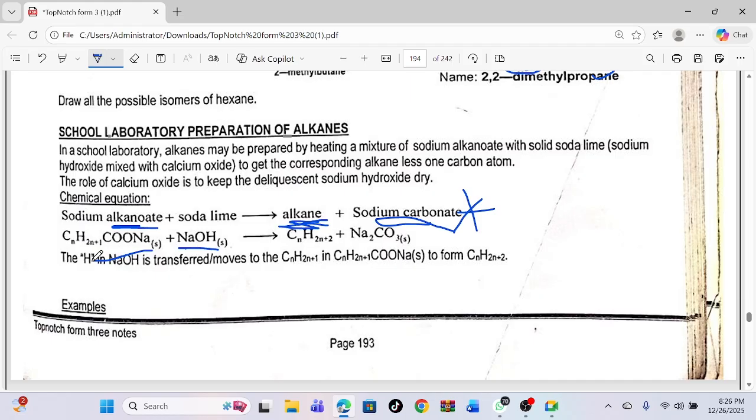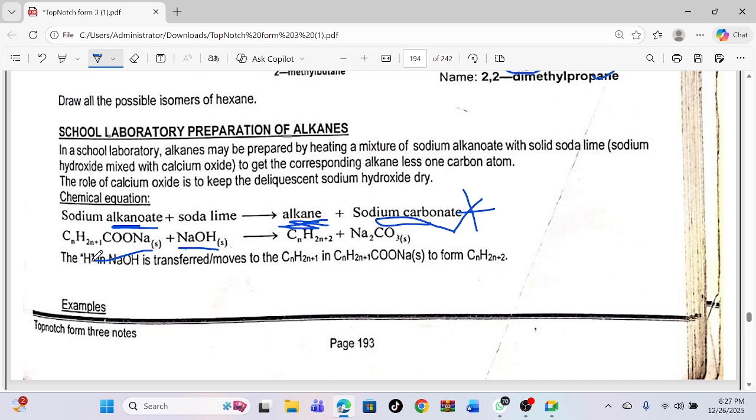If I want to prepare heptane, I will take sodium octanoate. If I want to prepare octane, I will take sodium nonanoate. And if I want to prepare nonane, I will take sodium decanoate. So I think you understood. So always unachukua tu ile iko nyuma yake. So if I want to prepare methane, I will take sodium ethanoate.